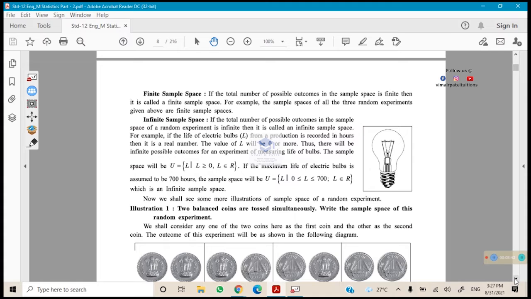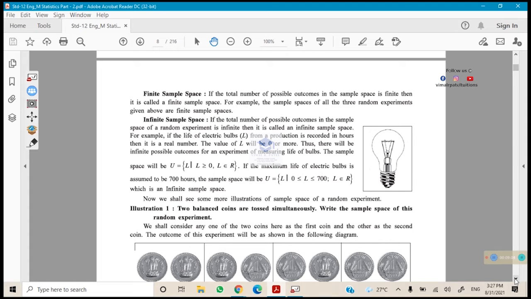Like the number of students studying in 12th standard commerce stream in Gujarat board in the current year. So the answer will be in lakhs. But still you can count, you can calculate easily. Easily means with an absolute number. Now you will have the exact number. So that is called a finite sample space.